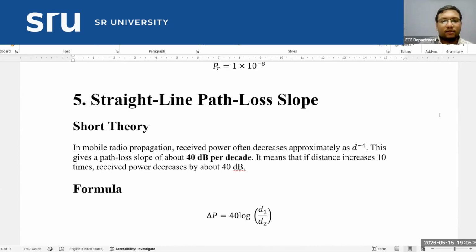Okay. So if the distance increases 10 times, the receive power decreases by 40 dB. In other terms, it can also be told like the path loss slope is about 40 dB per decade. Per decade means 10 times. Okay. So if the distance increases 10 times, the receive power decreases by about 40 dB. That is the meaning of straight line path loss slope.